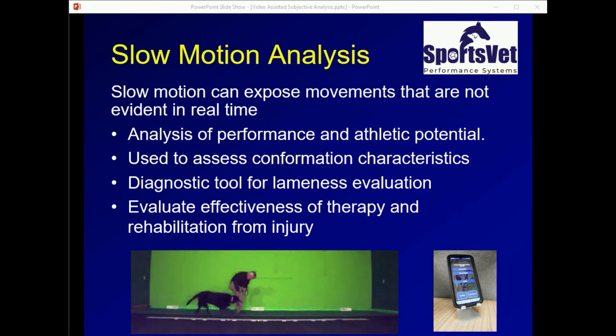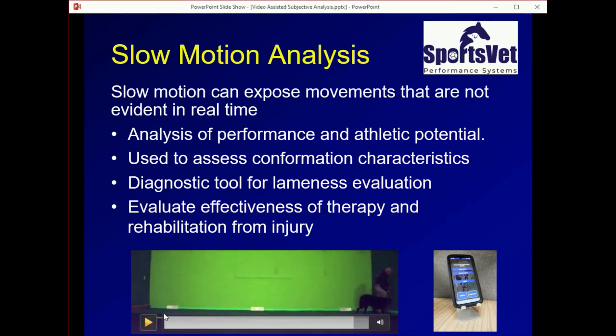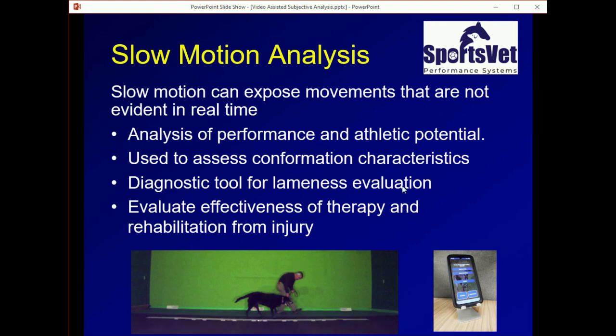The SPVS app is one system that is designed specifically to capture and play back a video in slow motion. You can also save this video in a slow motion video format for viewing elsewhere. So here we'll try and stop the video, move it back, move it forward. It allows us to better understand what's going on during movement.